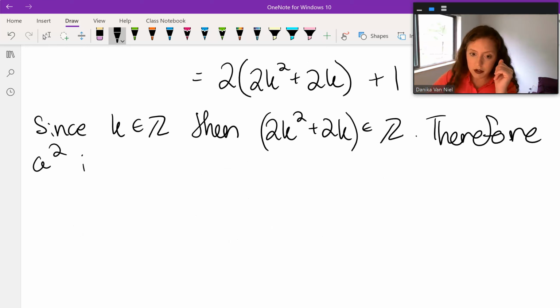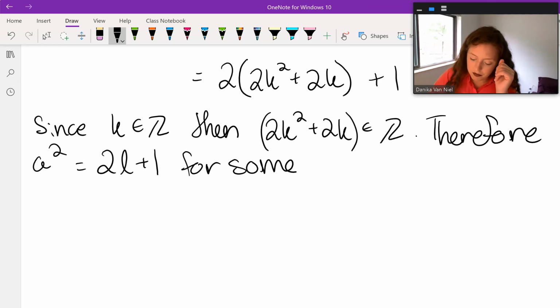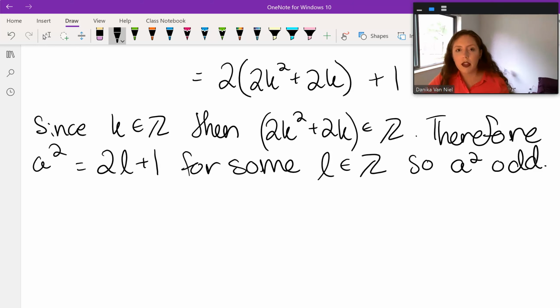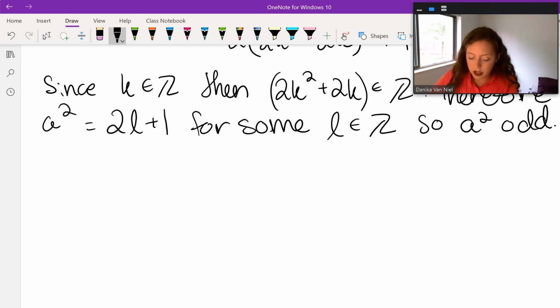A squared equals 2L plus 1 for some L in the integers. So A squared is odd. Okay, so do you see that, how I'm kind of letting 2k squared plus 2k equal L here? So let's start doing the other direction. So now I'm going to draw it this way.